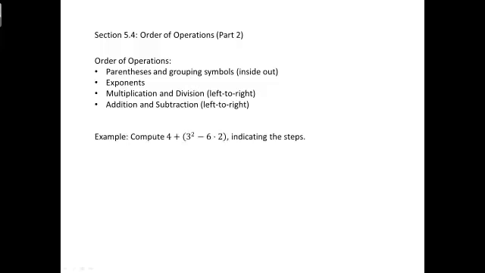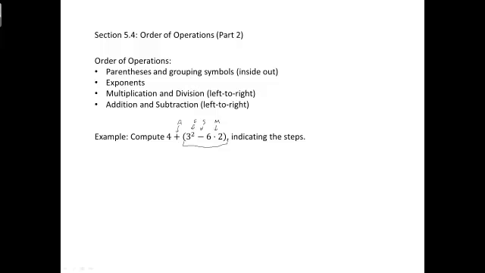Example, compute 4 plus parentheses 3 squared minus 6 times 2, indicating the steps. Before we actually do this calculation, we want to think through what's going on. We see that we have some parentheses, so we're going to have to work inside the parentheses. Inside the parentheses, we see exponents, we see subtraction, we see multiplication. And so we will first do the exponent, then the multiplication, then the subtraction, all of this inside of the parentheses, and then there's still this extra addition step on the outside of the parentheses, which will have to come last.